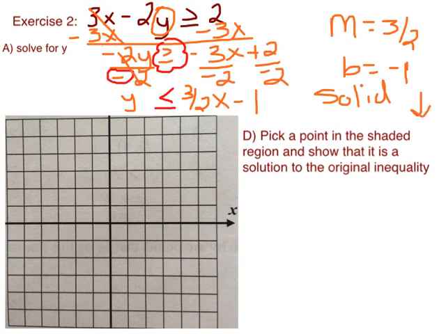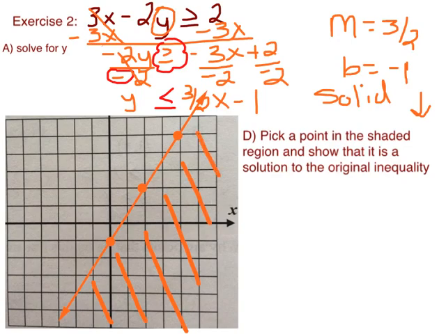So let's go ahead and now graph that. I'm going to begin at negative 1 on my y-intercept, and I'm going to go up 3 over 2. Up 3 over 2. And I'm going to have a solid line through my graph. And I'm going to shade below. That's how you graph an inequality.